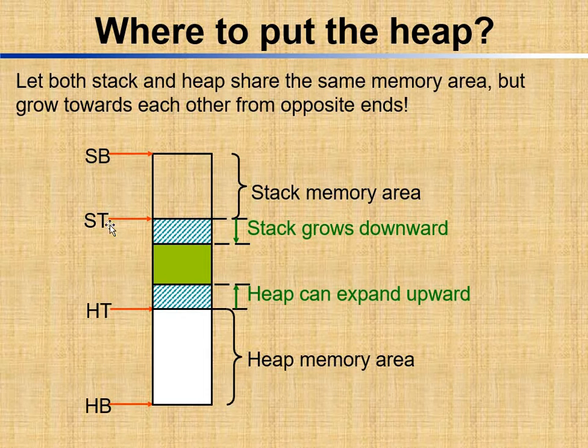Because everything happens from the top of the stack, the stack top, the stack will grow in this manner. And if we assume this one is the heap memory area, then at a time the heap can expand upward in this manner; the heap will grow. Now we will see how we are going to manage the heap.